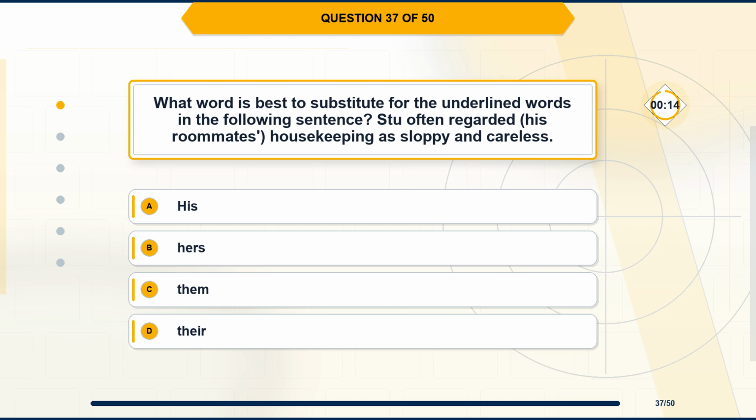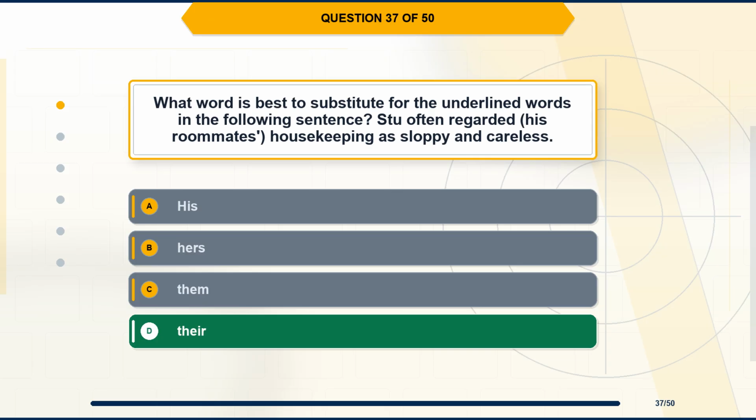Question 37. What word is best to substitute for the underlined words in the following sentence? Stu often regarded his roommates' housekeeping as sloppy and careless. Option A. His. Option B. Hers. Option C. Them. Option D. Their.